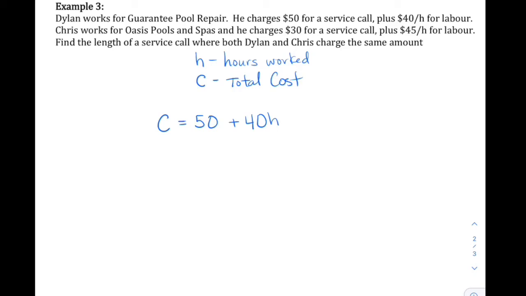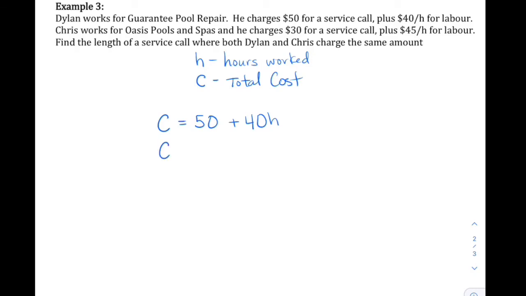So if he worked for 0 hours, the cost would be $50. If he worked for 1 hour, the cost would be $90, right? 50 plus 40. If he worked for 2 hours, the cost would be $130 because that's 50 plus 40 times 2, because you're paying that hourly fee twice.